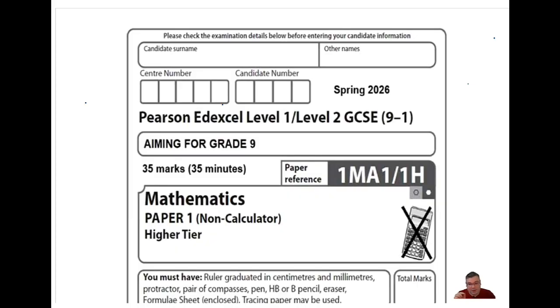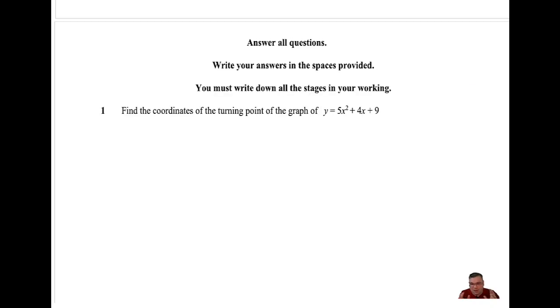Today we are going to discuss the top 3 questions of algebra asked in GCSE 2025 paper 1H. This is the Pearson Edexcel Spring 2026 official paper aiming for grade 9. This paper is a compilation of the most difficult questions of GCSE 2025, right? So let's start with the first question.